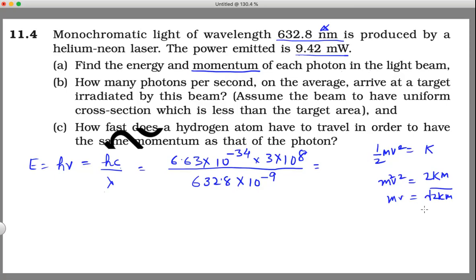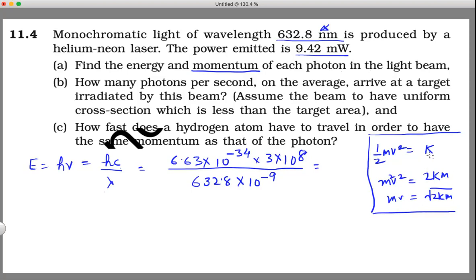Okay, right? Now, this is what we use for any matter, be it electron or alpha particles or a hydrogen atom moving. This is the way we can find the momentum from the kinetic energy.